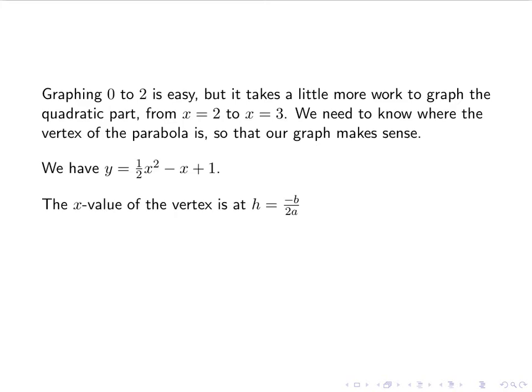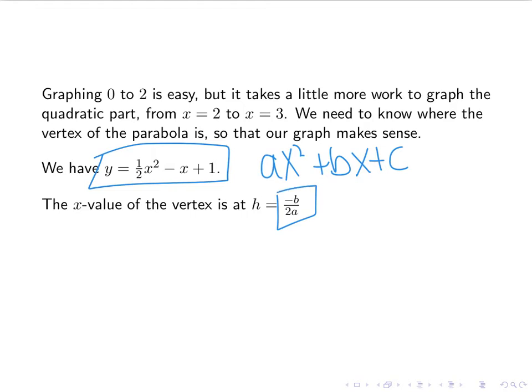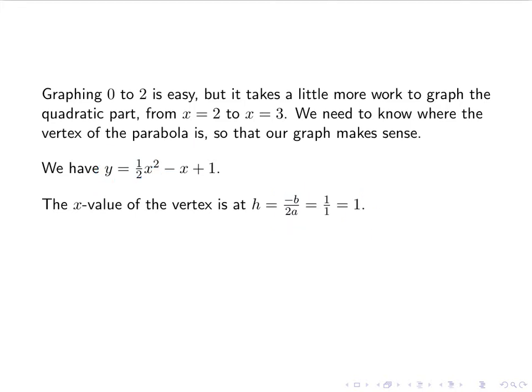Okay, so we have our graph, our function, 1/2 x squared minus x plus 1. Again, I'm going to look for the vertex. So if we go back to previous math classes, the x value of the vertex of a parabola in ax squared plus bx plus c form is negative b over 2a. So my b is -1, so negative b is 1. And 2a, a is 1/2, so 2a is 1. So the x value is 1.